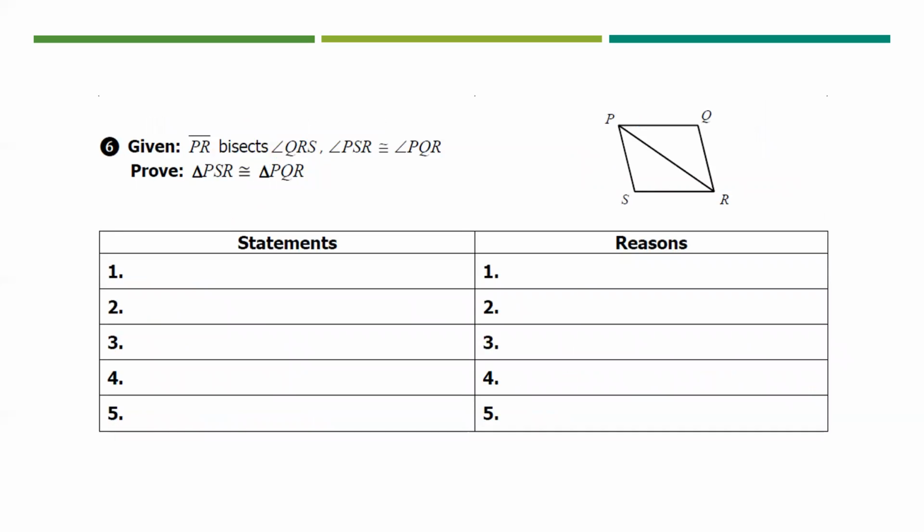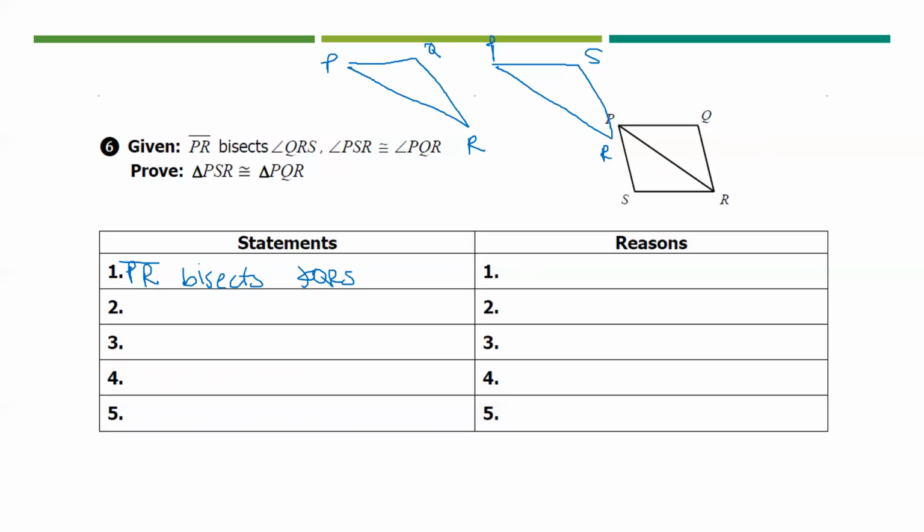Another example. Hopefully, the more examples you see, the easier this is becoming. Hopefully. Ooh, okay, triangles clearly don't have to be perfect. Mine are not. All right, PQR, PSR. All right, the first given says that PR bisects angle QRS. That's given.